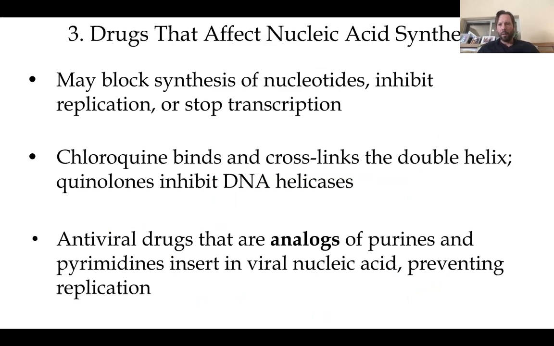Okay, so that's what we're talking about. Blocking the synthesis of nucleotides or inhibiting replication. So you can block the synthesis of nucleotides by having these things called analogs, which look like the nucleotides from a molecular perspective, but they're slightly different. So they can be used to make that new strand of RNA, but once you go to translate it, you can't translate it. Okay.